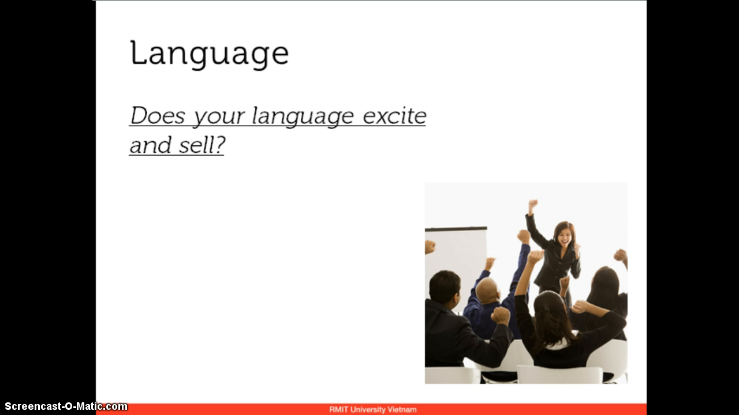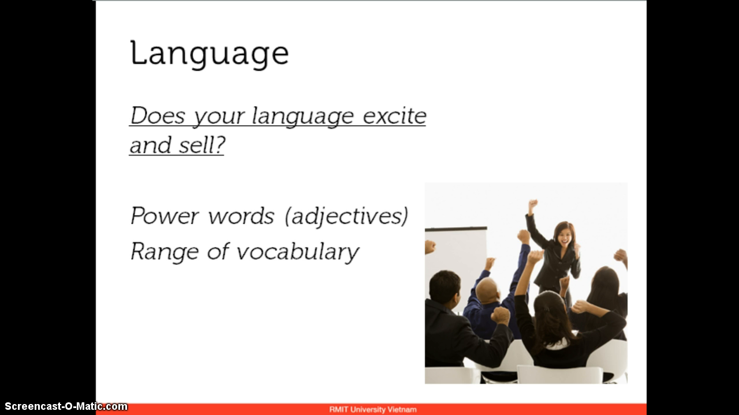Language. Okay, remember, your job here is to impress the judges, so make sure you're using exciting words and vocabulary like you're learning this week. Power words or adjectives would be great. Make sure that you're using a large range of vocabulary that you're learning this week and combining them well. Make sure that you've practiced well enough so that you're making few mistakes. But if you do, don't worry. It's not the end of the world.